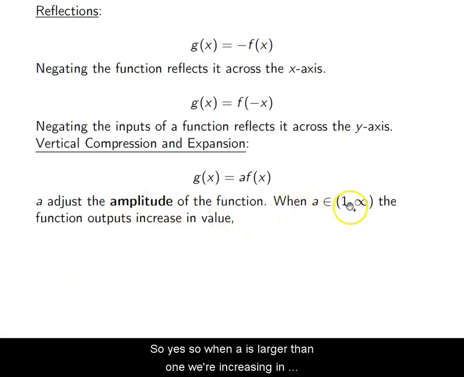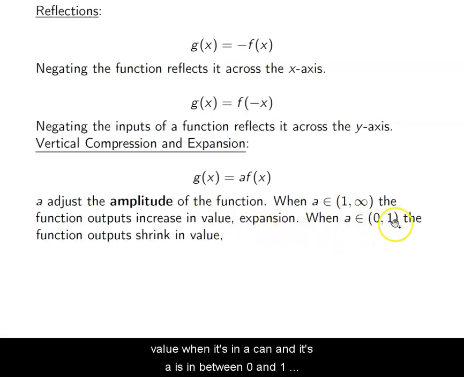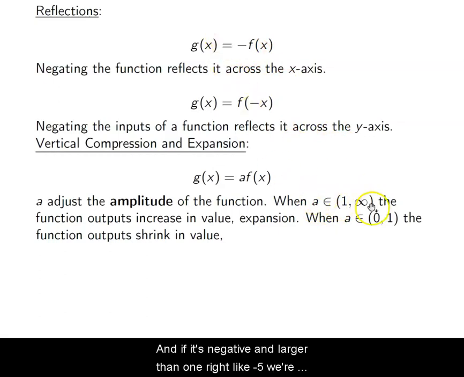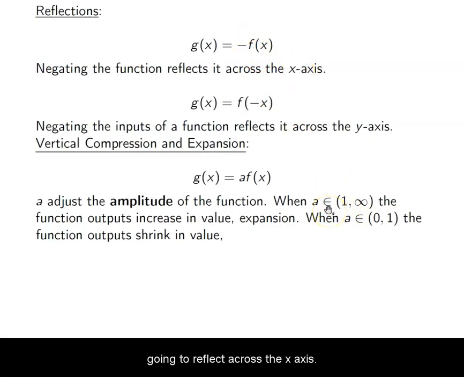So when a is larger than 1, we're increasing in value. When it's an expansion, right? And if a is in between 0 and 1, then we're shrinking. If a is negative, then we're going to reflect. And if it's negative and larger than 1, like negative 5, we're going to reflect across the x-axis and grow that amplitude as well, okay?